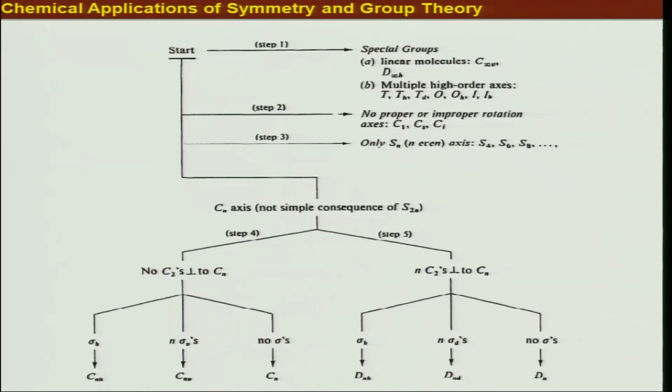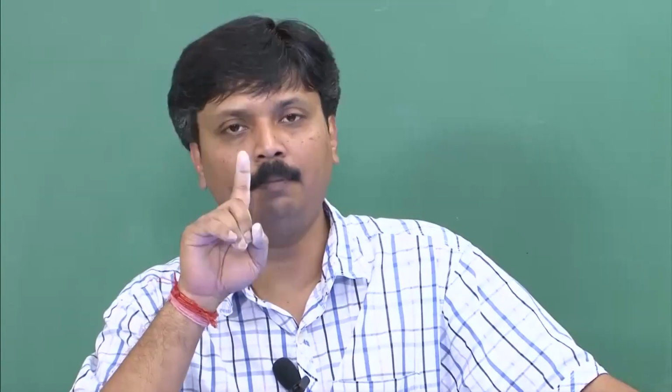Now Sn, when n is even, you always have a Cn/2. We discussed that in the previous class. So when I go to the next step, I ask, do I have only one principal axis of symmetry, Cn, and then I should ask, is that Cn a consequence of an even order Sn? If the answer is no, then I proceed further. That means I have one proper axis of symmetry, and that proper axis is unique. I do not have multiple proper axes, and this Cn is not a consequence of an even order improper axis of symmetry.